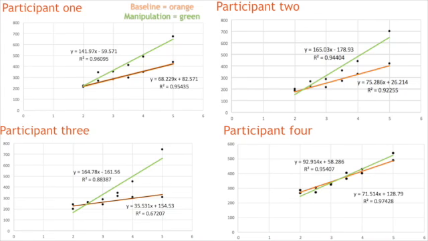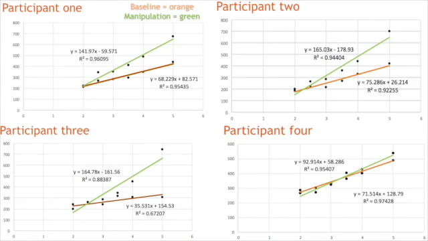For participant 4, the slope of the baseline and manipulation were similar, suggesting that completing the task with one eye versus two eyes had a similar rate at which uncertainty is resolved. While the intercept for the baseline had a slower reaction time compared to the manipulation, suggesting that completing the task with two eyes resulted in a slower reaction time compared to completing the task with one eye.